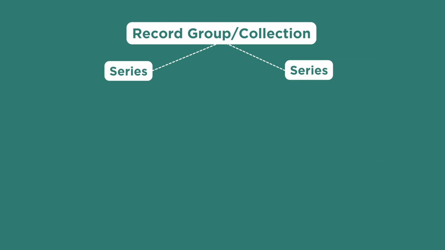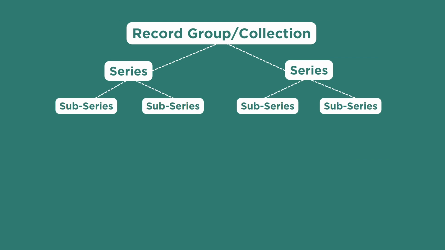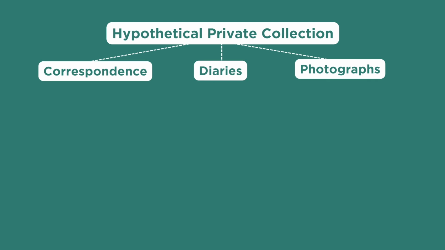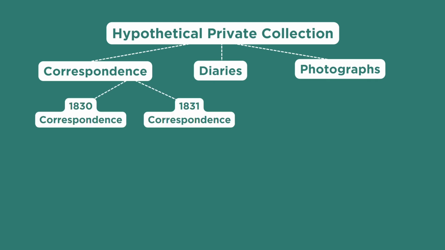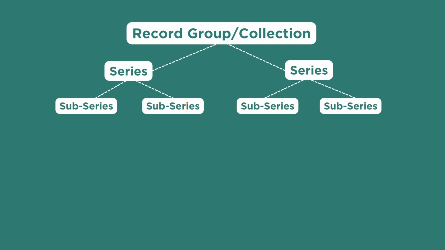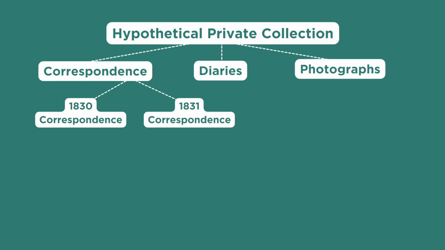Series can be further divided into subseries, getting more specific about the description and organization. Using our previous example, correspondence might be divided into subseries based on year, such as 1830 correspondence, 1831 correspondence, etc. Subseries can also have their own subseries. Again, this is to provide more and more specific organization and description. So, 1830 correspondence could be divided again by month, April 1830, May 1830, and so on.